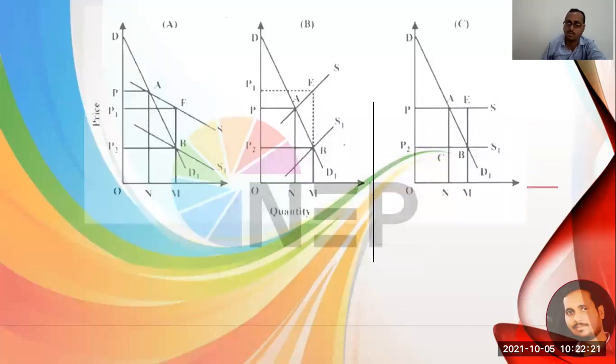Now, in the diagram you are seeing on your screen, there are three diagrams: A, B, and C. In more or less every diagram, students, the OX axis shows the quantity demanded of the commodity and the OY axis shows the price. In the OX area, the quantity of each commodity will be shown, and in the OY area, the price of the commodity will be shown.